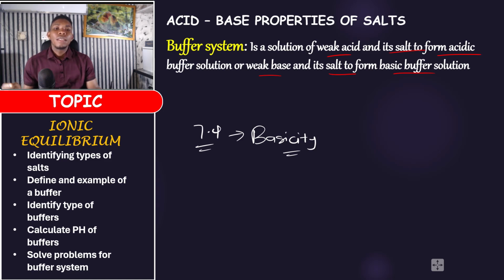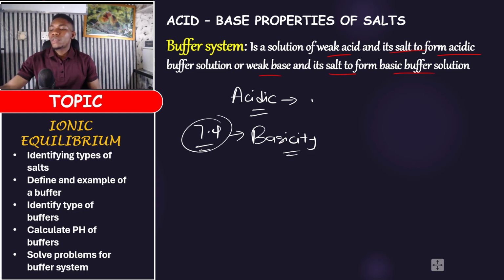So a buffer is a solution of a weak acid and its salt to form an acidic buffer, or a weak base and its salt to form a basic buffer. Now, when you say something is a buffer, it means that it resists a particular force. If you get too much acid or acidic substance in the body, this buffer is responsible for neutralizing the excess acid and making the body fall back to the normal pH of 7.4. Is that okay? That is what a buffer solution is.